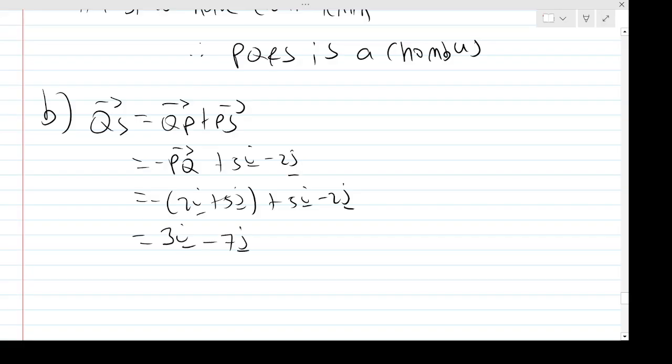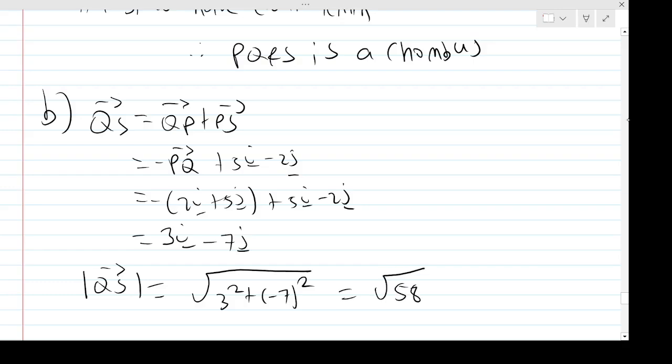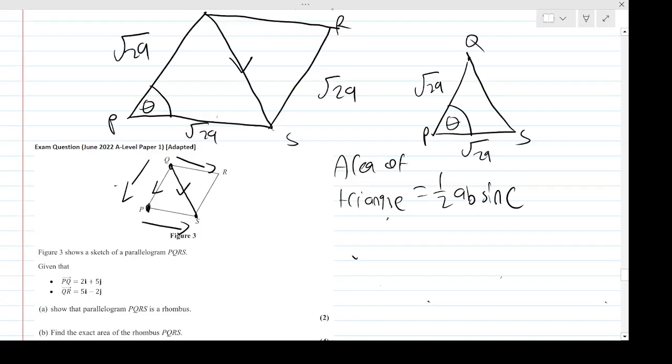So that's the QS. The length of QS is going to be the root of 3 squared add minus 7 squared, which will get me root 58. So now I also know the length of the diagonal. It's root 58, so I can add that onto my diagram here. But now I'm in the instance where I know all 3 lengths of my triangle.